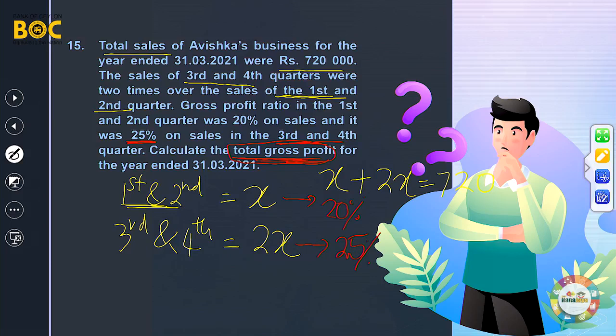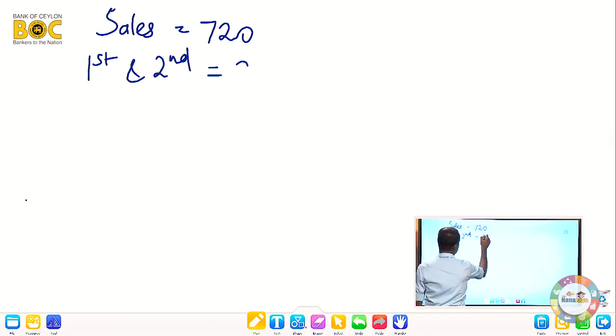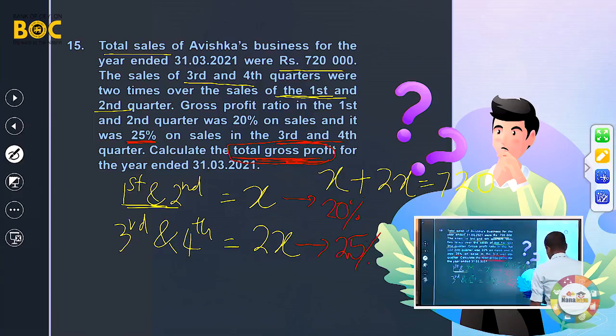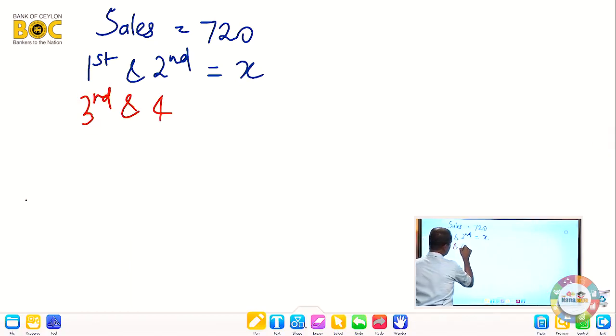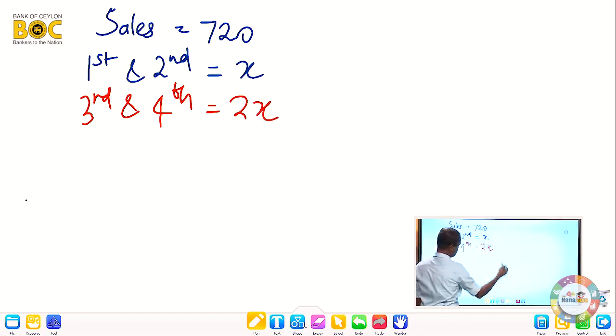Right. And if you go back to the question, the first and second quarter sales we assume as X. Then third and fourth quarter sales we assume as 2x.